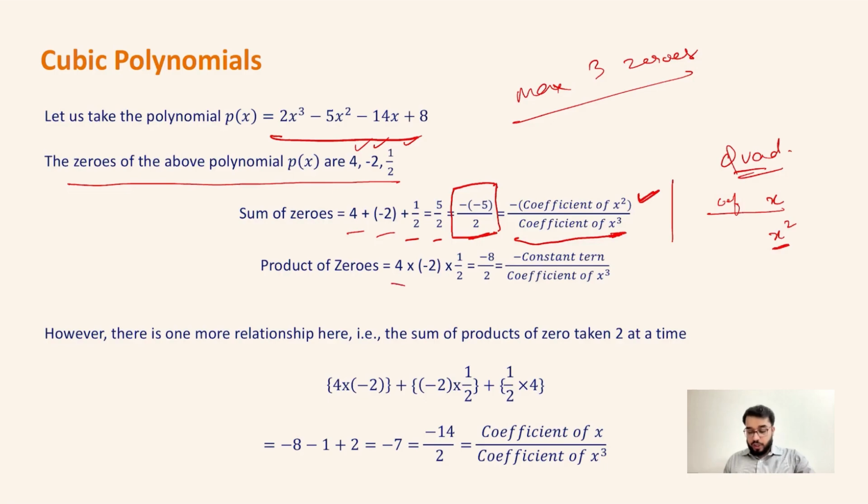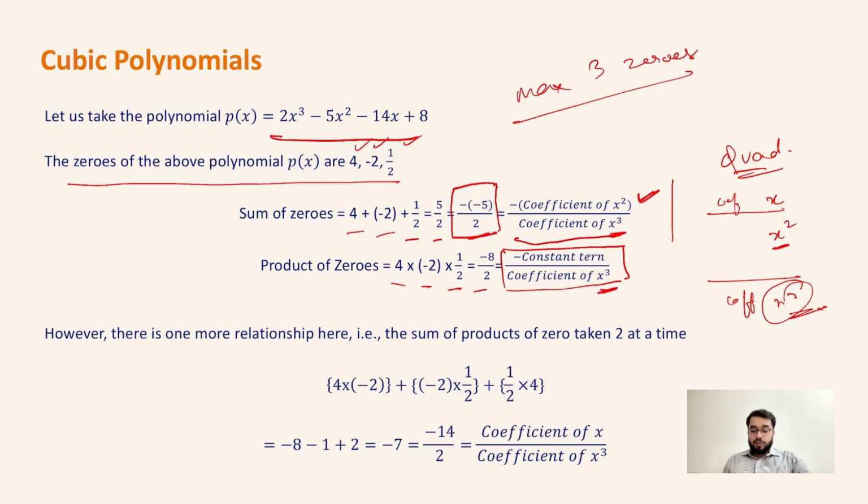Now, if we look at the product of zeros, 4 multiplied by minus 2 multiplied by 1 by 2 gives us minus 8 by 2, which we can also write as negative of constant term upon coefficient of x cubed. Here also, in the quadratic one, in the denominator we had the coefficient of x squared, degree 2. Here, degree 3, so denominator x cubed. Remember this.